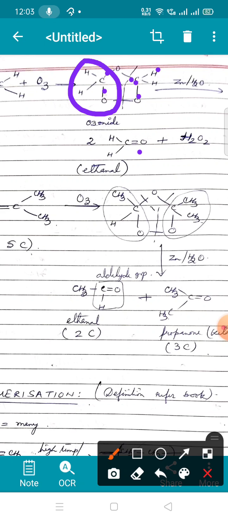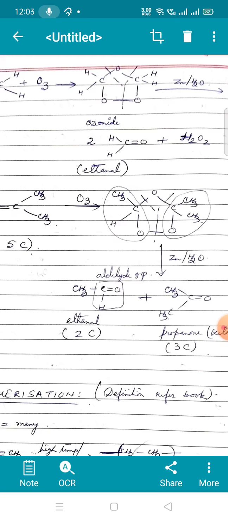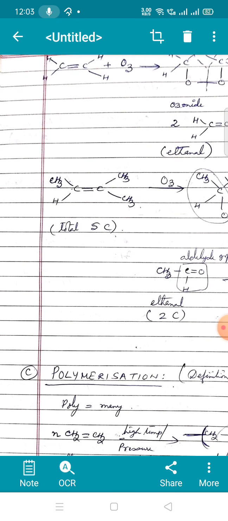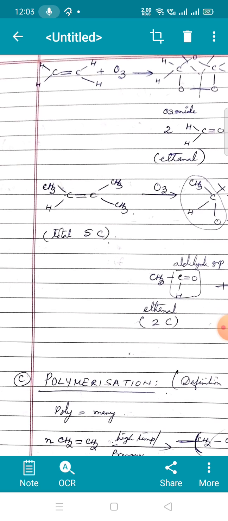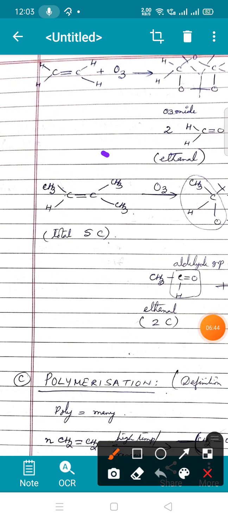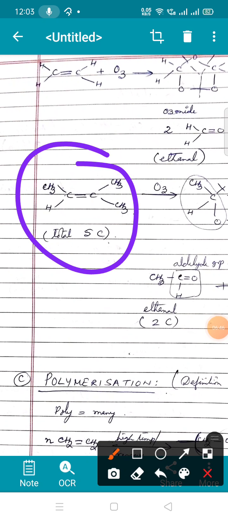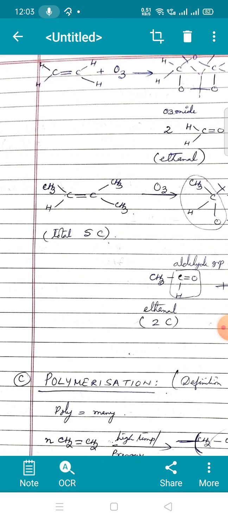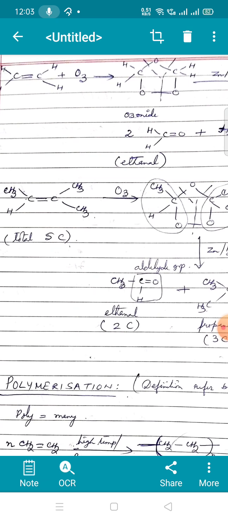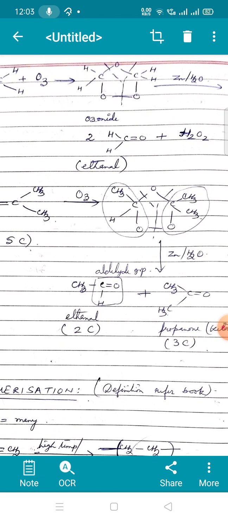But if it is an unsymmetrical alkene, here you can see I have taken an unsymmetrical alkene. Here what will happen? When ozone adds, the double bond will disappear. And what we have here, CH3CH, then this side we have C, CH3CH3, and 3 oxygens get bonded exactly the same way as before, and then we break it.